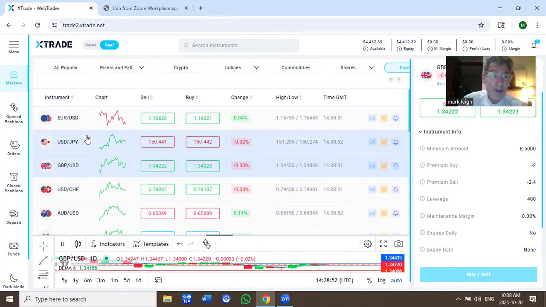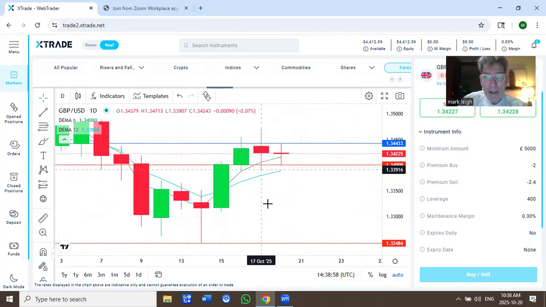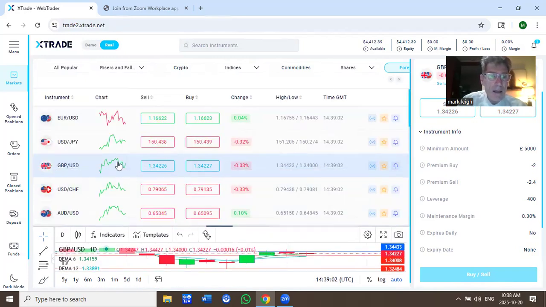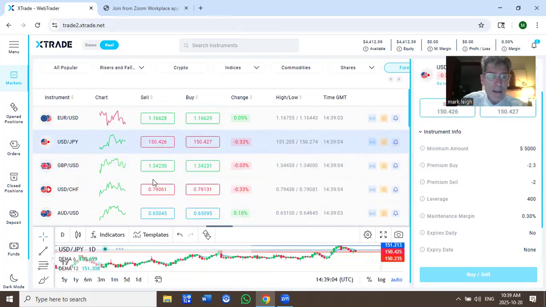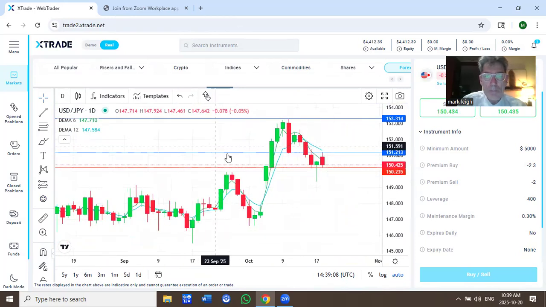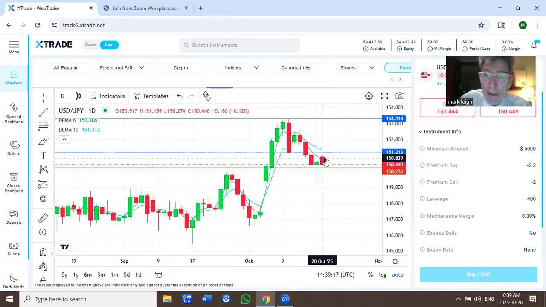Let's start with the yen. So US dollar yen. There we go. And there you can see weak US dollar against the yen. There's the red candlestick.